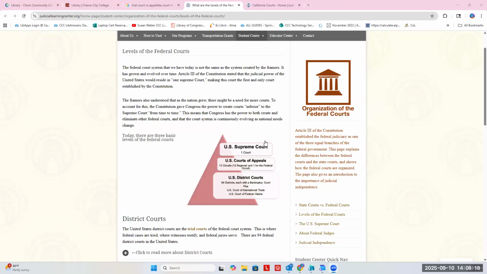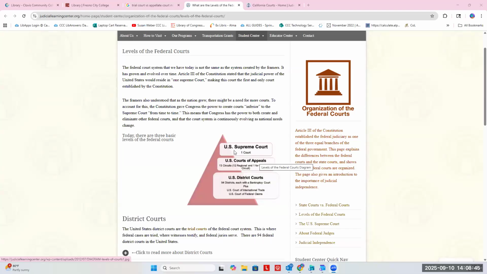So right here, this is a document that shows us the structure of the federal court system. In the federal court system, you've got the US Supreme Court, which everybody knows about. Under that, you have the Court of Appeals. And then you have the US district courts. The district courts are really what are called trial courts. And then after the trial courts, you have the appeals court and the US Supreme Court.